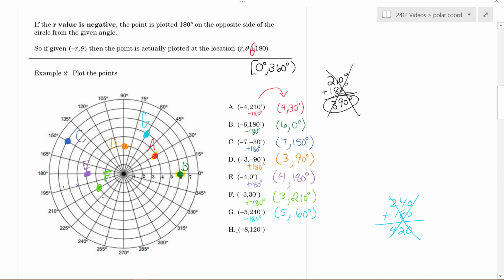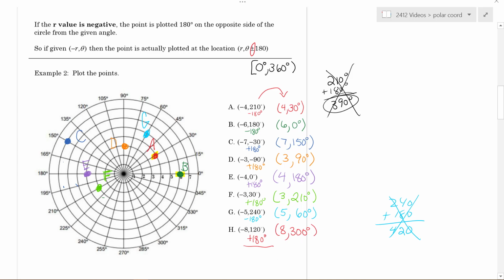All right, lastly, we're going to look at point H. I have -8, 120 degrees. Since the R value is negative, we are going to rewrite the point. So that's +8. Now would you like to add or subtract 180 degrees from 120? If I subtract, I will get a negative answer, so let's add. So I'm going to add 180, and that gives me 300 degrees.